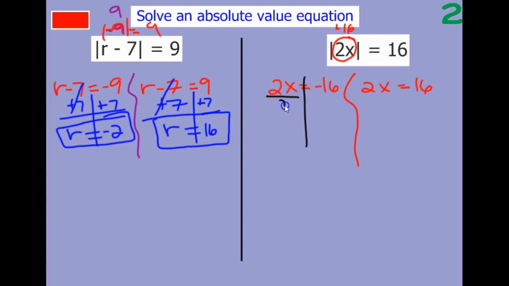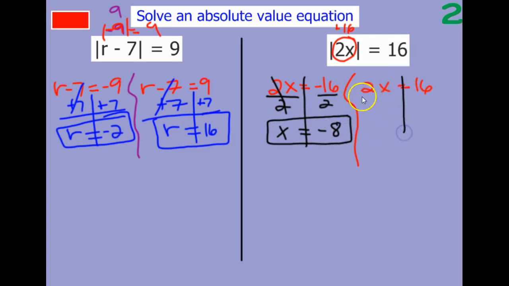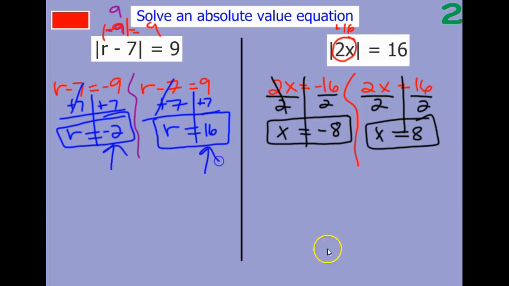So just get rid of that 2, divide by 2. And I have x equal to a negative 16 divided by 2 is 8. And then same thing here, divide by 2. 16 divided by 2 here is a positive 8. This one just happened to be the same number, but if you notice, it's not always going to be the same number. And again, double check it if you'd like. Plug it in for x to see if it works.